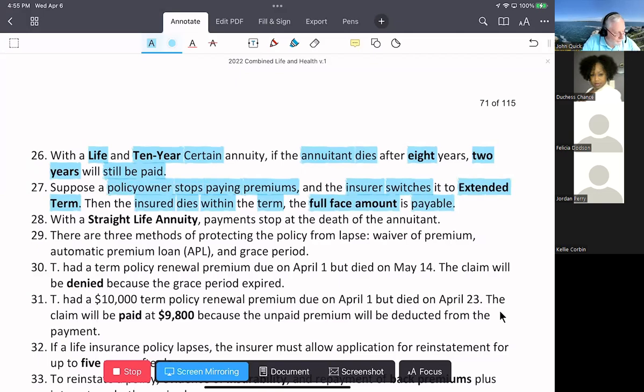Now, with a straight life annuity, payments stop at the death of the annuitant. So that's a bigger size monthly check, but when you die, that's it.